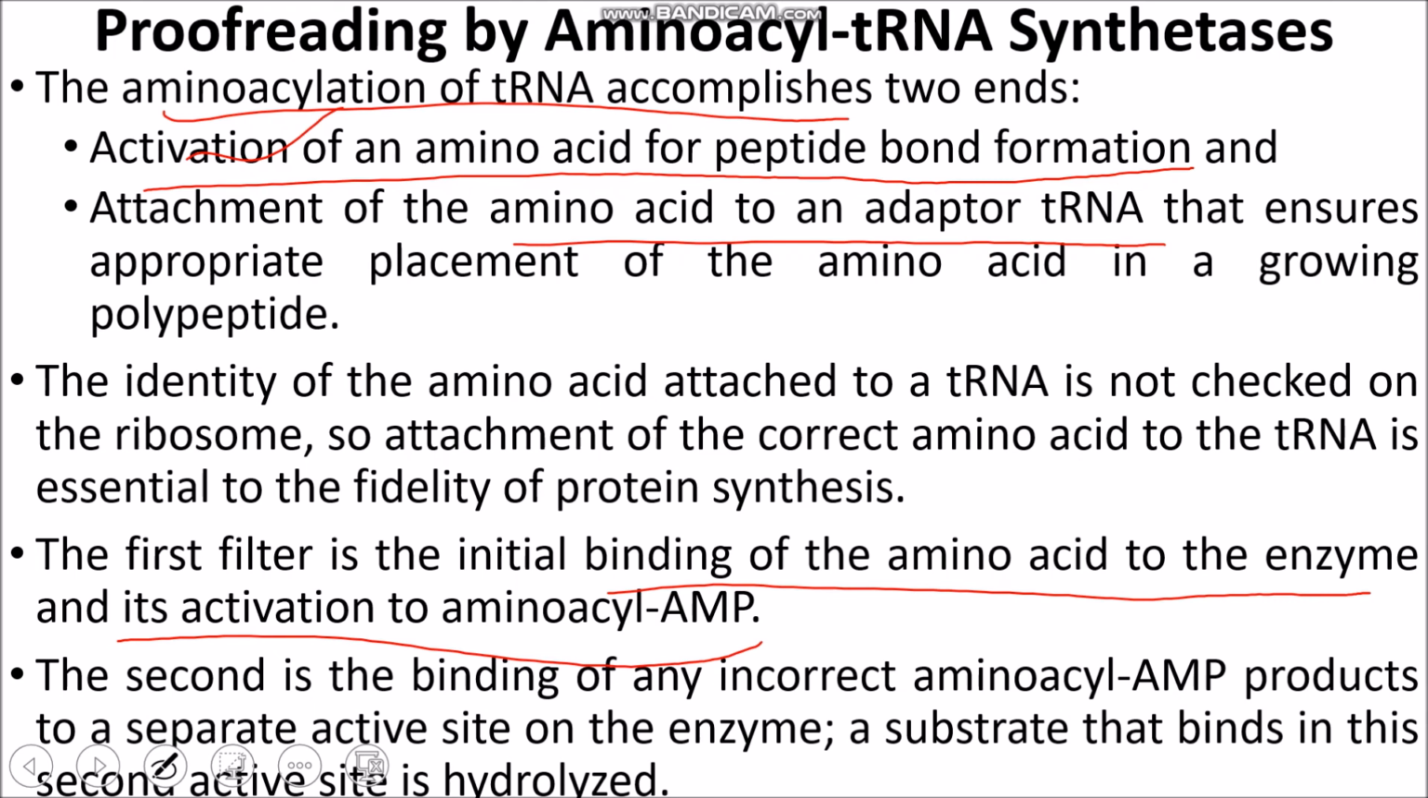And second is the binding of wrong aminoacyl AMP product at a separate site of the enzyme. So if it is an incorrect aminoacyl, it will bind to the wrong place, wrong region, not the correct active site. So these are the two processes by which proofreading is done, and that will be done at the aminoacyl-tRNA synthetase level only, not on the ribosomes. Whatever amino acid comes to the ribosome, it will do the peptide bond formation because it cannot check it. So the proofreading will be done only at the enzyme level.